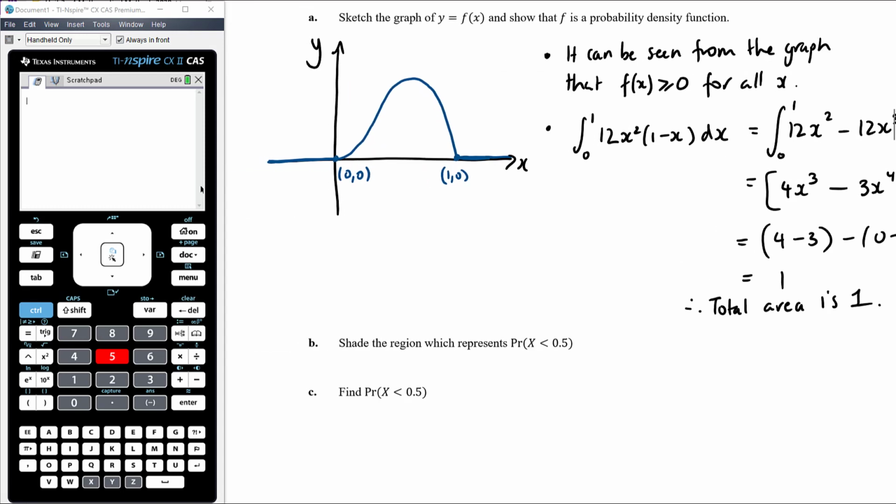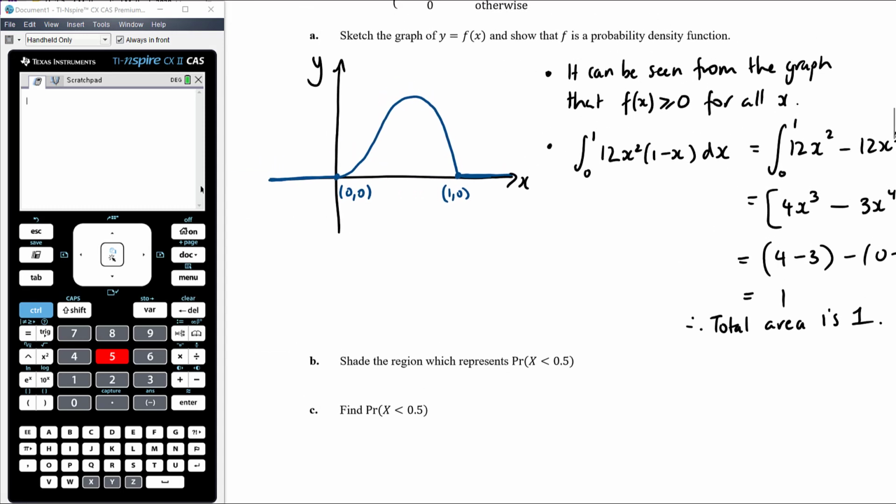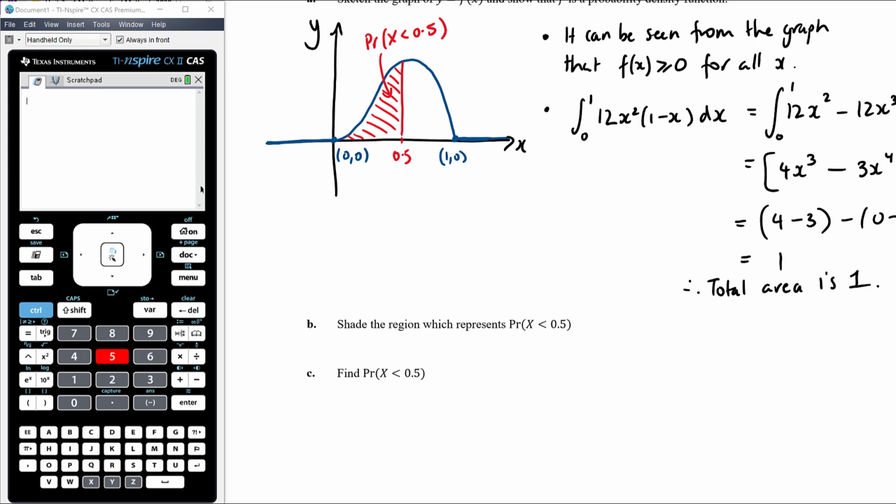Okay, part B, shade the region which represents the probability that x is less than 0.5. So now that this is a probability density function, the total area is 1. The probability that x is less than 0.5 is going to be the area under the curve where x is less than 0.5. So this bit of area here will be equal to the probability that x is less than 0.5. And then part C, we want to find that area.